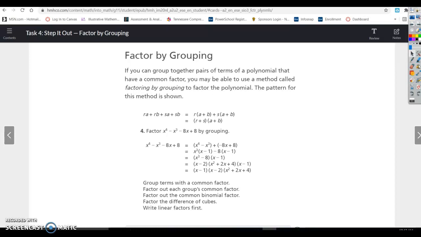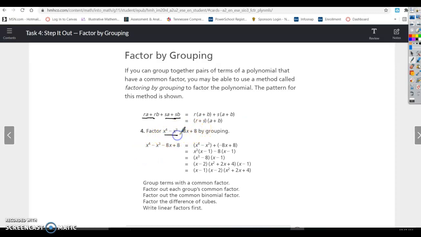All right, so the big thing with factoring by grouping, you want to group them by pairs, which means you're probably going to have 4 terms. So you can see here you have 4 terms, and you could group the first 2 terms because they have a common factor of r, and then the second 2 terms you could group because they have a common factor of s. So looking at the problem here, x to the 4th minus x cubed minus 8x minus 8.